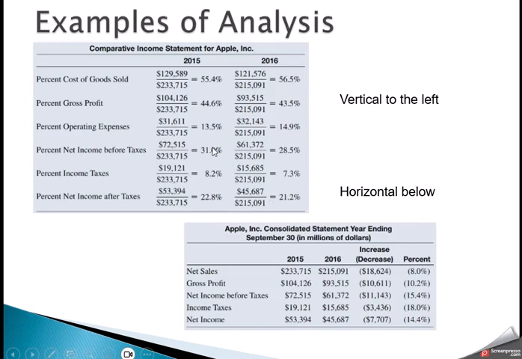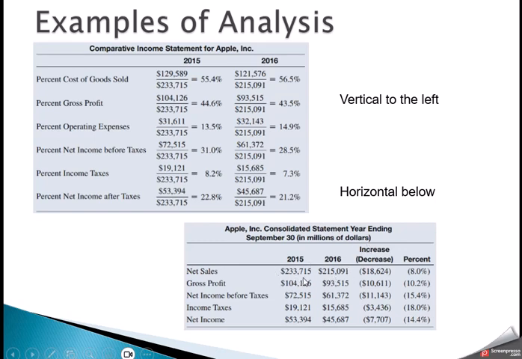So here they show us the example. So again, if we're going up and down, we're going vertical, we take each line item, divide it by net sales. So as you look at that denominator for every line item, it's the exact same amount because it's all net sales. And then we calculate out a percentage.